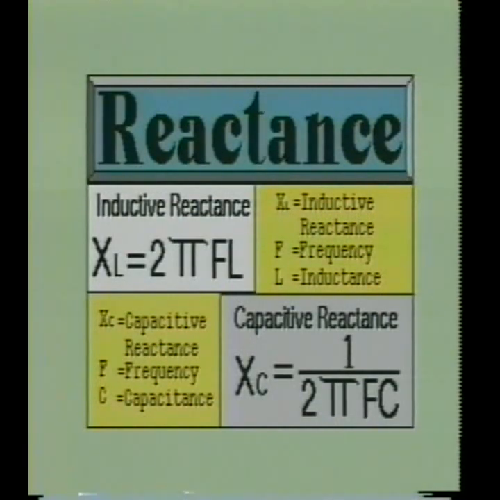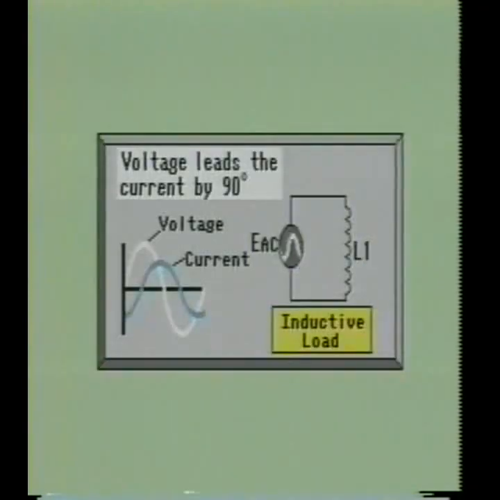The value of reactance will depend largely on the frequency of the AC signal being applied. You have already seen that in an AC circuit containing an inductor, the voltage will lead the current by 90 degrees.